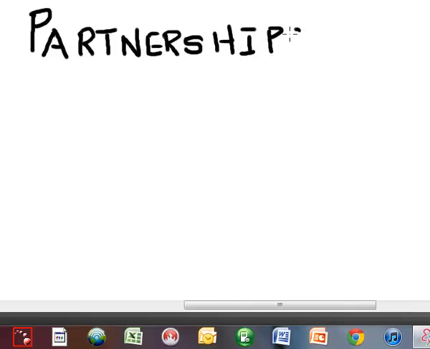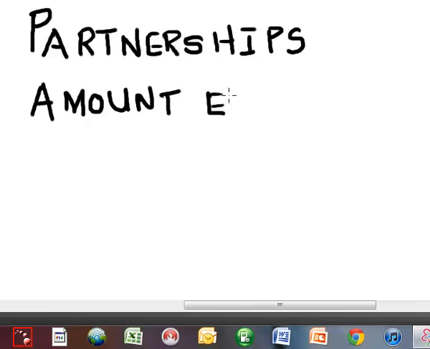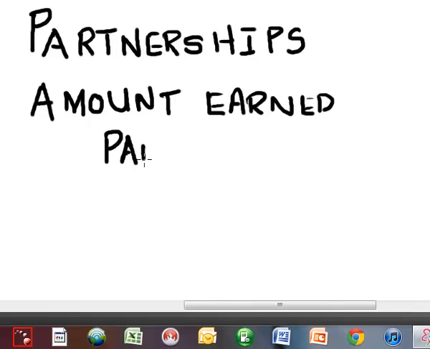Remember, we are looking at the analysis and interpretation of financial statements of a partnership. So the first indicator that we're going to be looking at today is the amount that is earned by each partner. Remember, this falls under the category of returns. And what is this ratio all about?